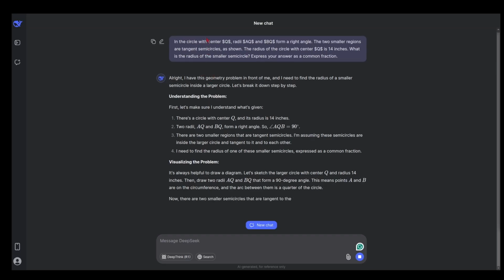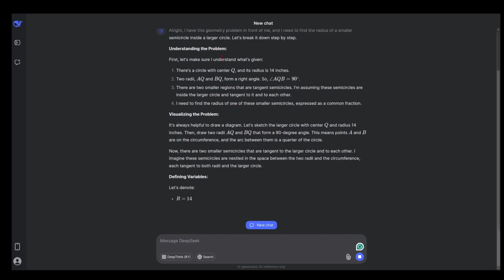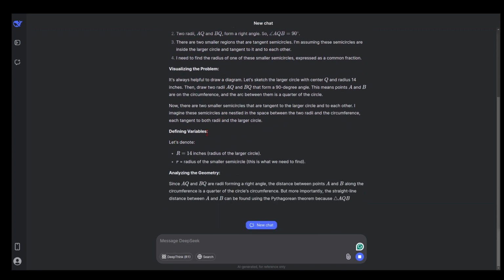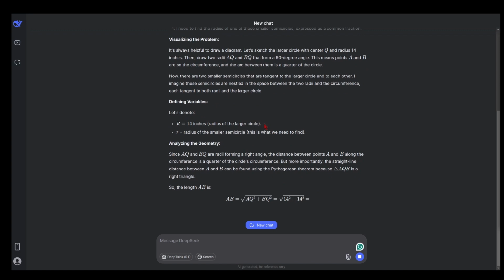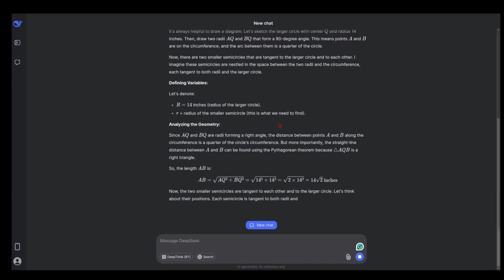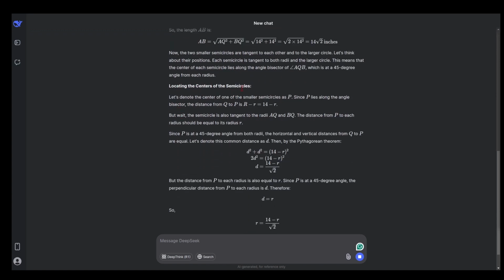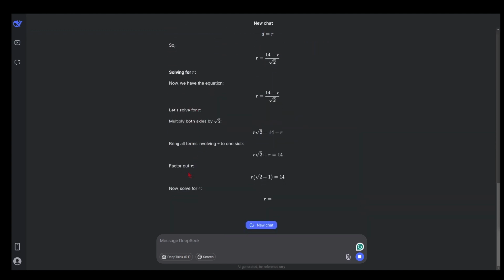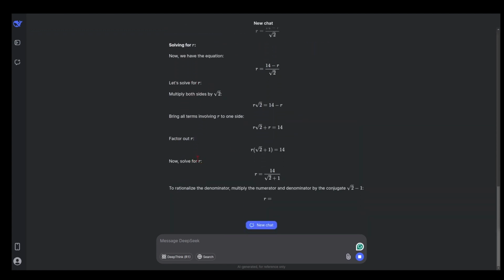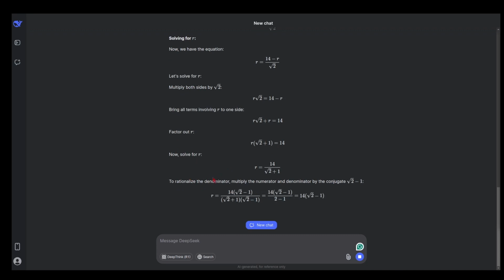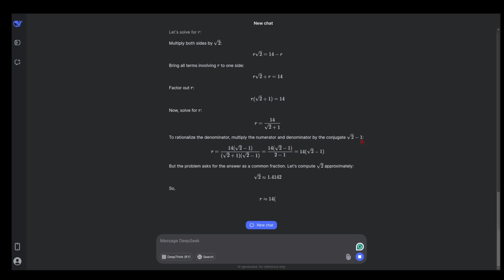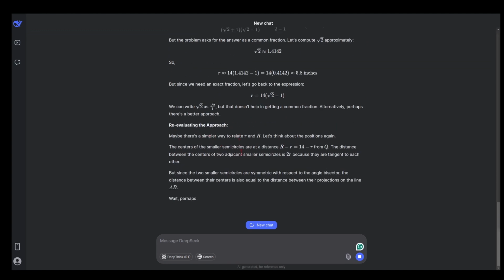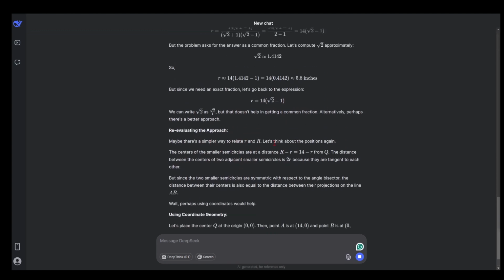So while I ask the same question to DeepSeek, it goes on like this. So it's understanding the problem, visualizing the problem, defining variables, and it comes up with analyzing the geometry, locating the centers of the semicircles, solving for R. Let's solve for R, factor out R, now solve for R. To rationalize the denominator, multiply the numerator and denominator by the conjugate, re-evaluating the approach. Maybe there's a simpler way to relate R and R.